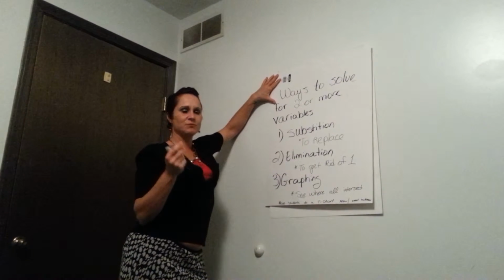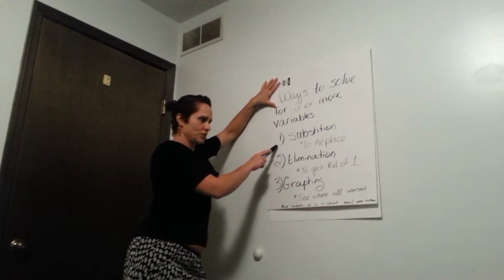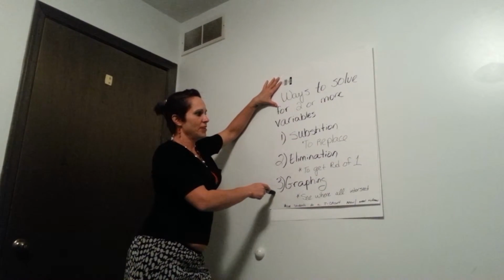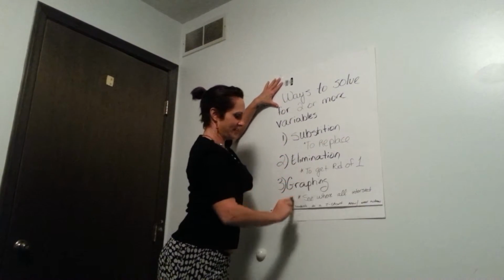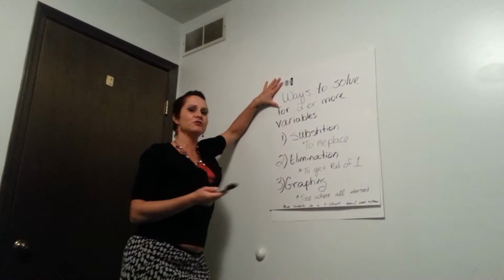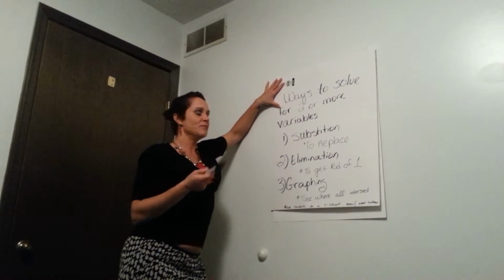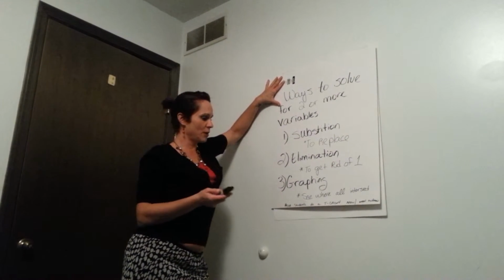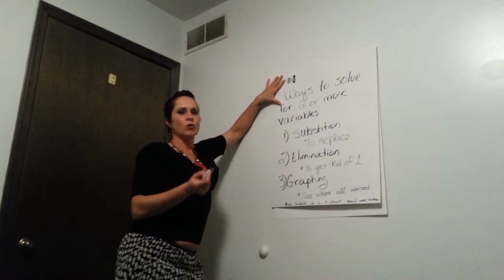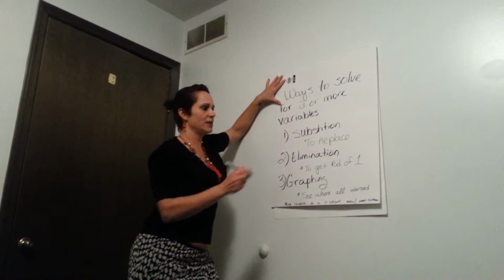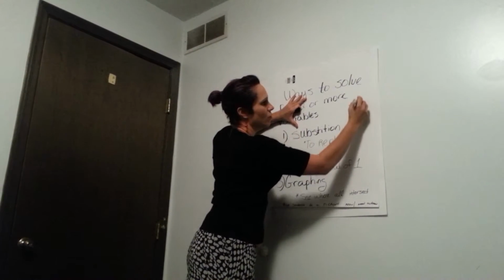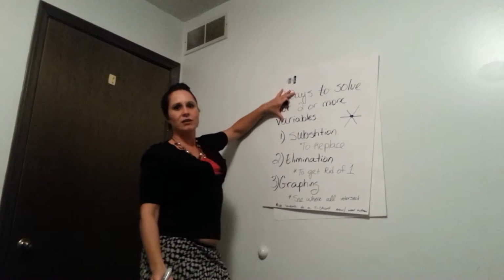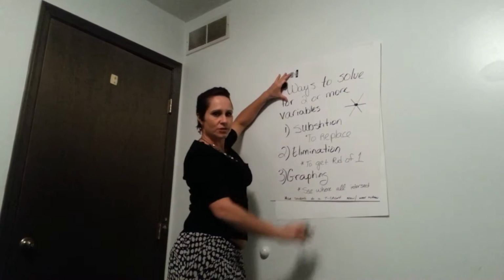Well, there's 3 different ways we could solve for them. One way is substitution, one way is elimination, and the other way is graphing. I would ask them, what do you think substitution means? And they would normally say to replace something. Elimination, to get rid of one thing. And graphing, well, whenever you graph, you would see where the 2 or 3 lines intersect, and right there would be your solution.